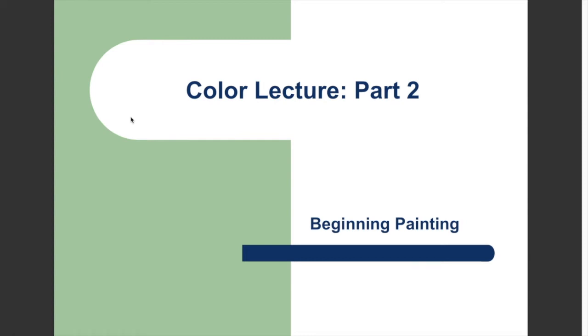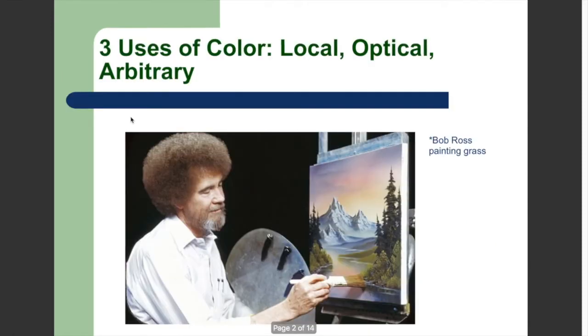Hello class, so this is color lecture part 2. Alright, we're first going to talk about 3 uses of color: local, optical, and arbitrary.